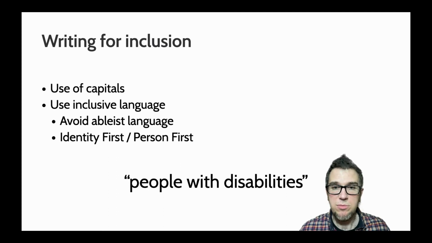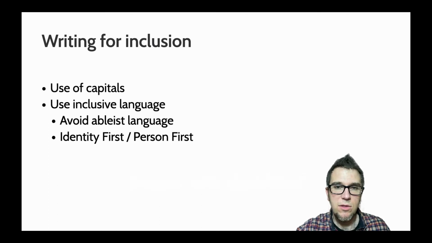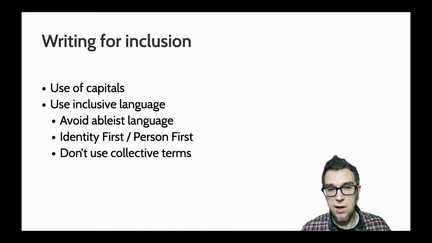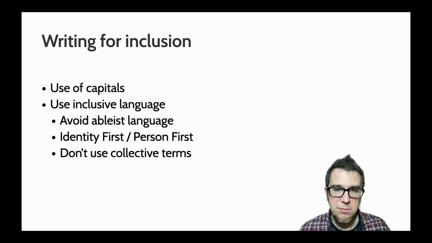Disability literature often promotes person first language, which is focused on the person as an individual first, not defined by their disability. The phrase people with disabilities is more widely used in the United States of America. Don't use collective terms like the disabled. The word disabled is a description and does not identify a group of people. Use disabled people to describe a group of people, not the collective term.